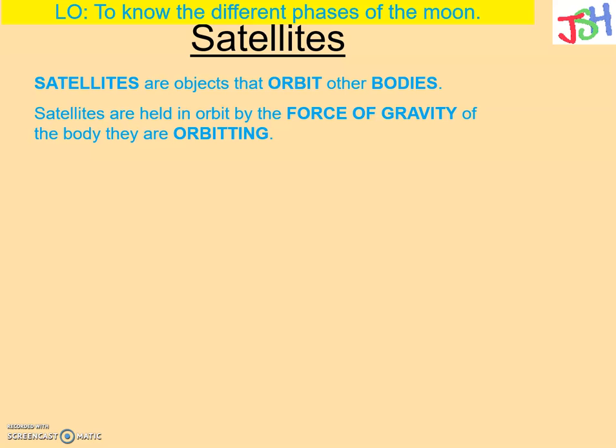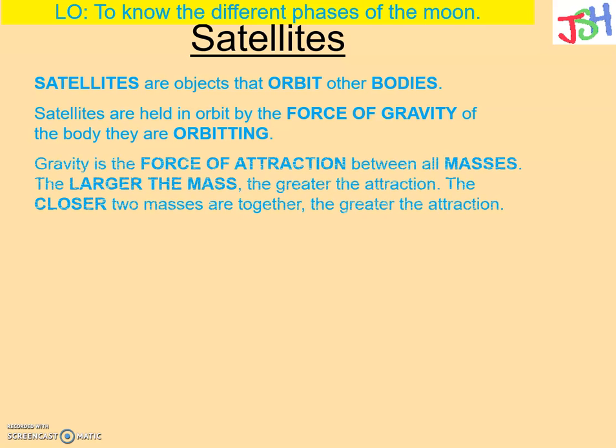Now the satellite. Satellites are objects that orbit other bodies. Satellites are held in orbit by the force of gravity of the body they are orbiting. Then what is gravity? Gravity is a force of attraction between all masses. The larger the mass, the greater the attraction. The closer the two masses are together, the greater the attraction.